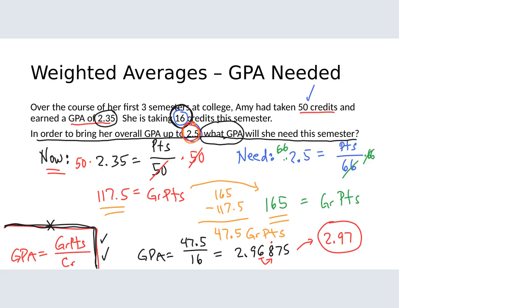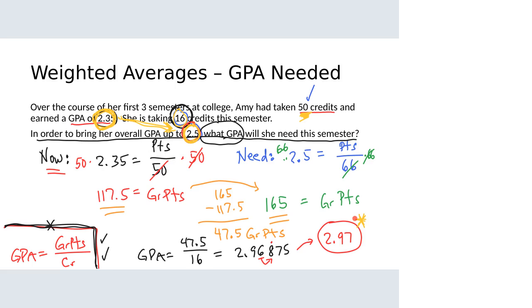Very similar to what we saw with the exam scores last week, she's sitting here at 2.35 right now. Her GPA doesn't have to go up very much to get to 2.5. You're telling me she needs basically to have a 3.0 this semester just to move up that tiny little bit? Yeah, I am. And it's because this 2.35 has 50 credits of weight tied to it. So this 16 credits can help pull her GPA up, but if she wants to pull it up quite a bit, she's going to need a pretty high GPA this semester, a 2.97.